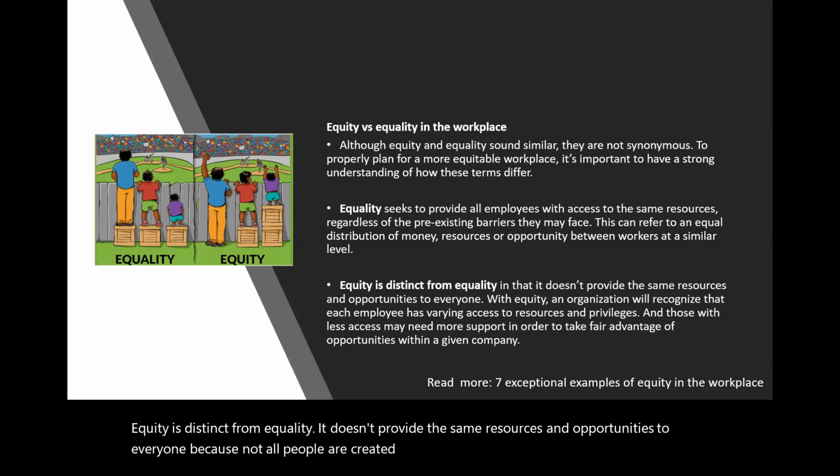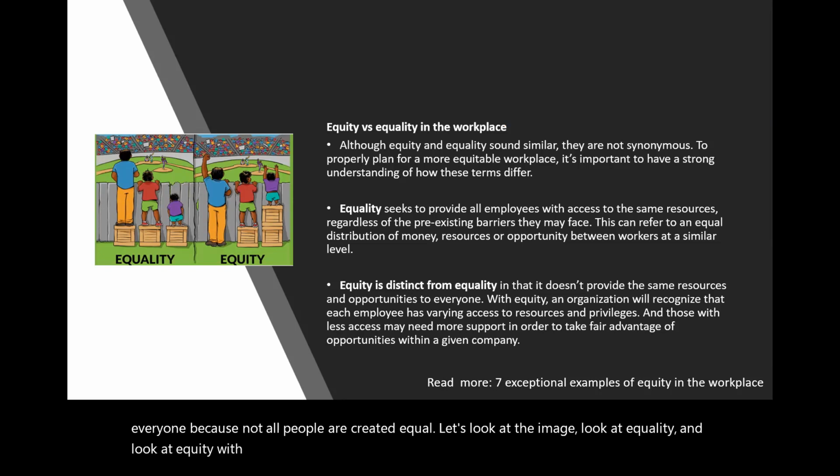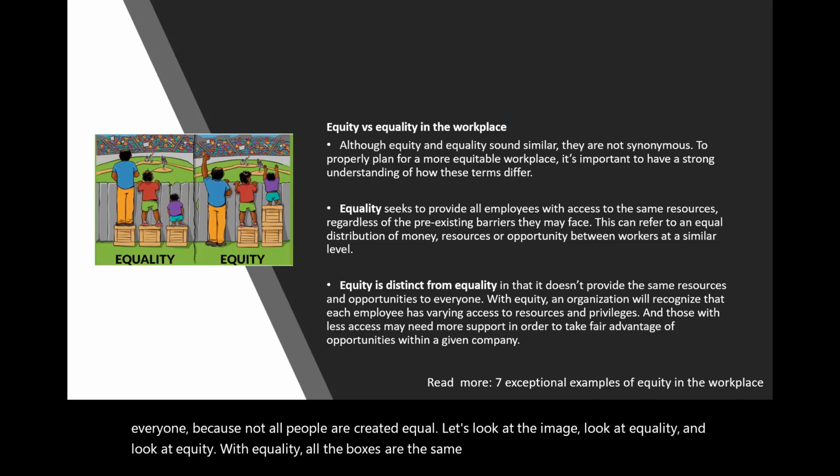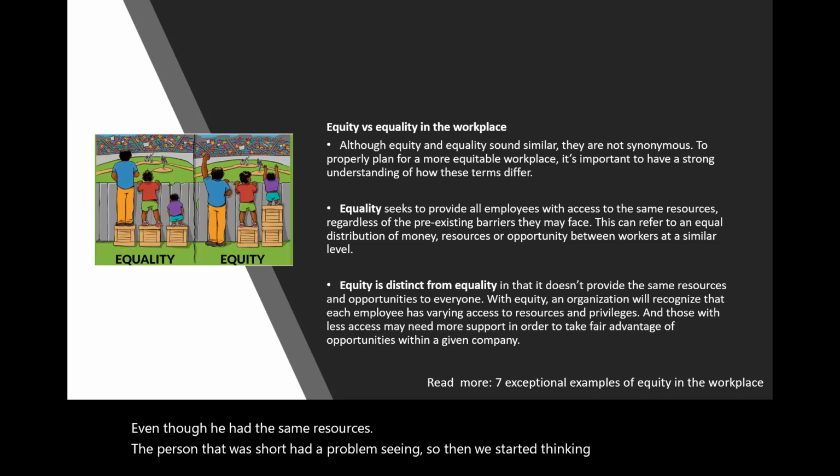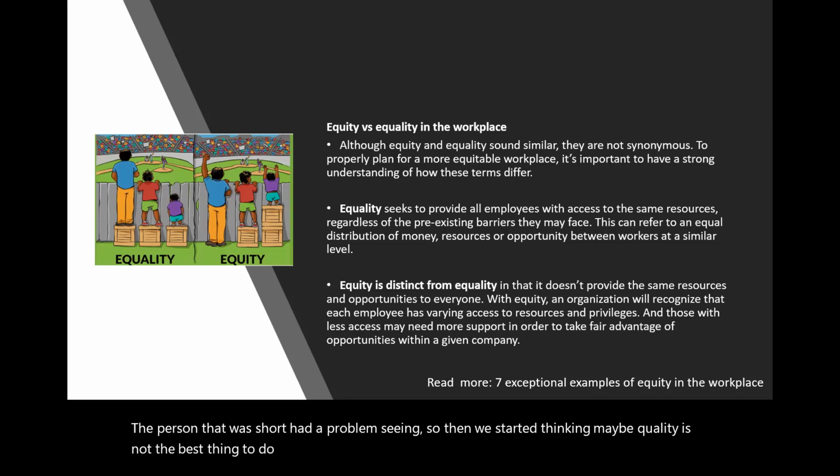Let's look at the image, look at equality, and look at equity. With equality, all the boxes are the same size. But look at the height of the people. The person in blue is much taller than the person in purple. Even though we had the same resources, the person that was short had a problem seeing. So then we started thinking, well, maybe equality is not the best thing to do, but maybe we should focus on equity. Now look what happened. Look at the heads. They're all pretty much even, all the way across.